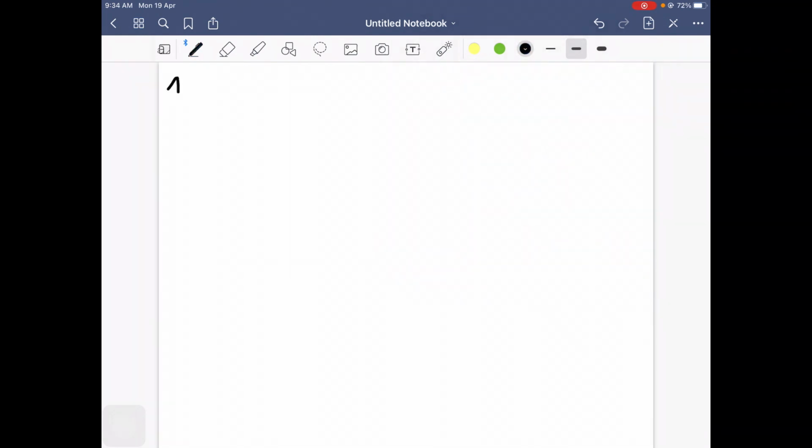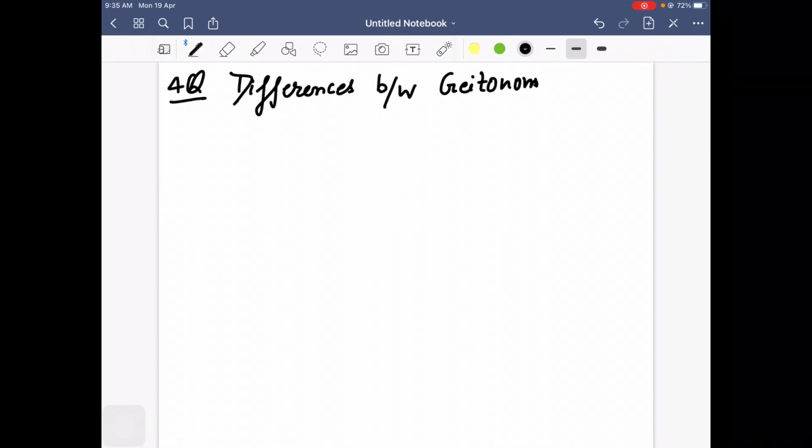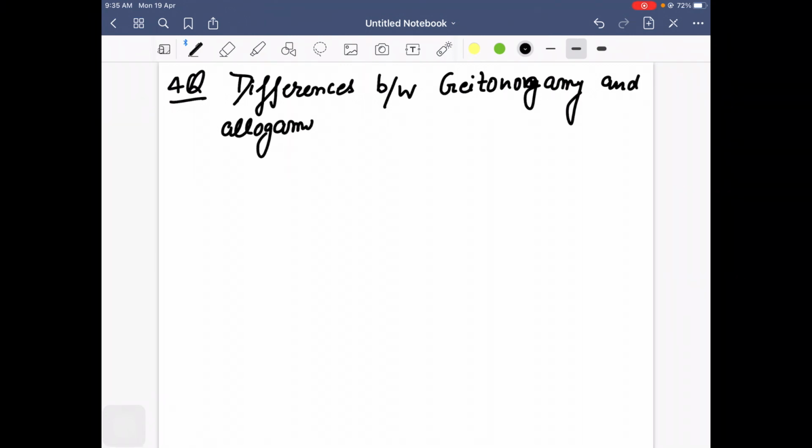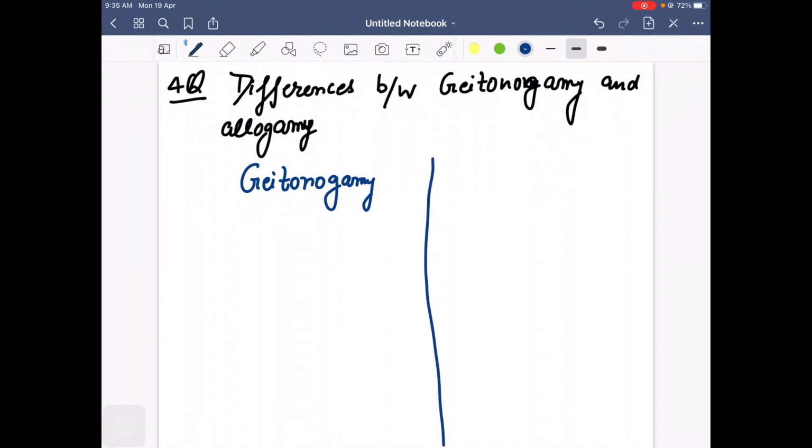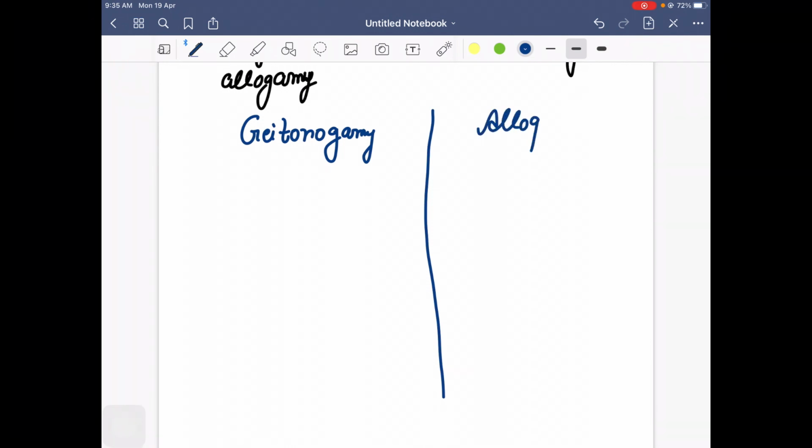Then another question on pollination is a difference, which is very important: the difference between geitonogamy and allogamy. I think this is the easiest answer because they are opposites. Difference means you always have to write in this way, whether it is a 1 mark, 2 marks, or 3 marks question. First, you always write down the definition.